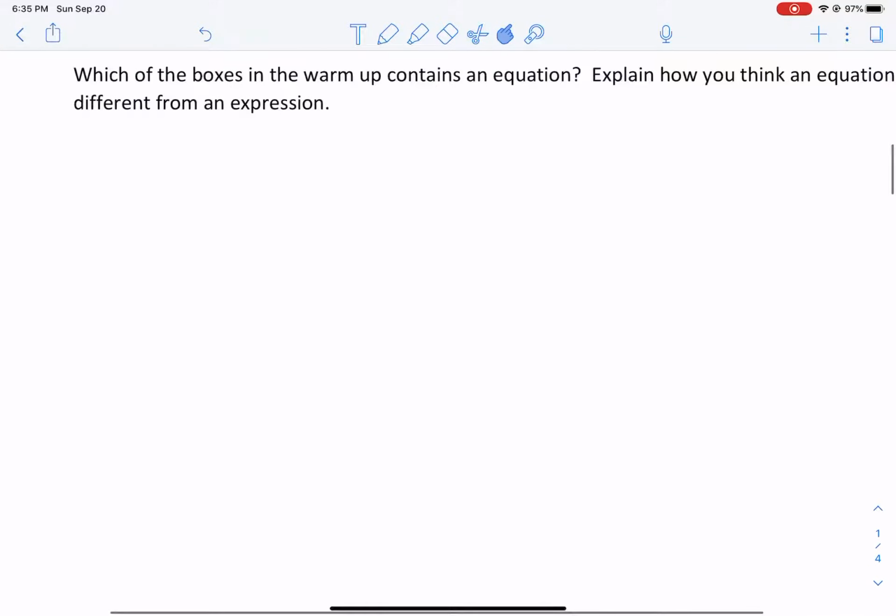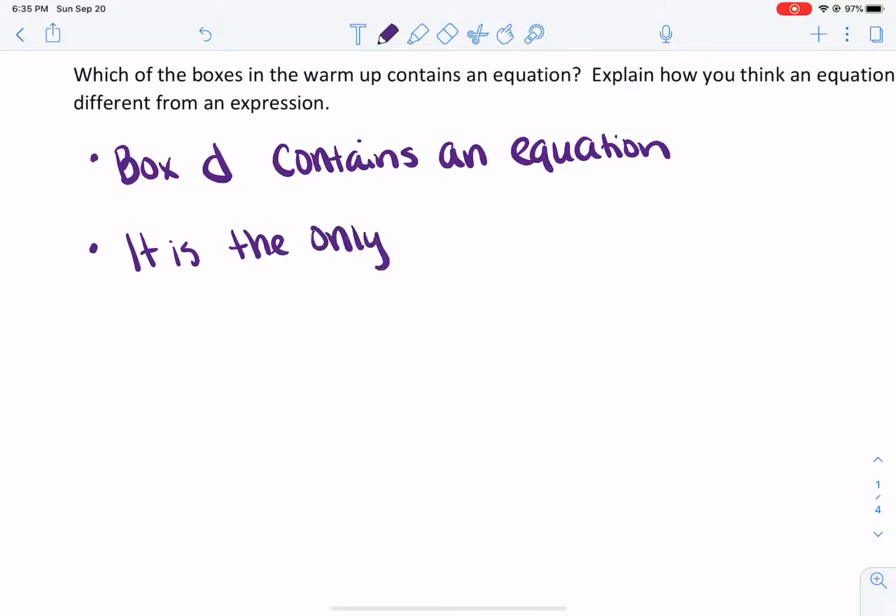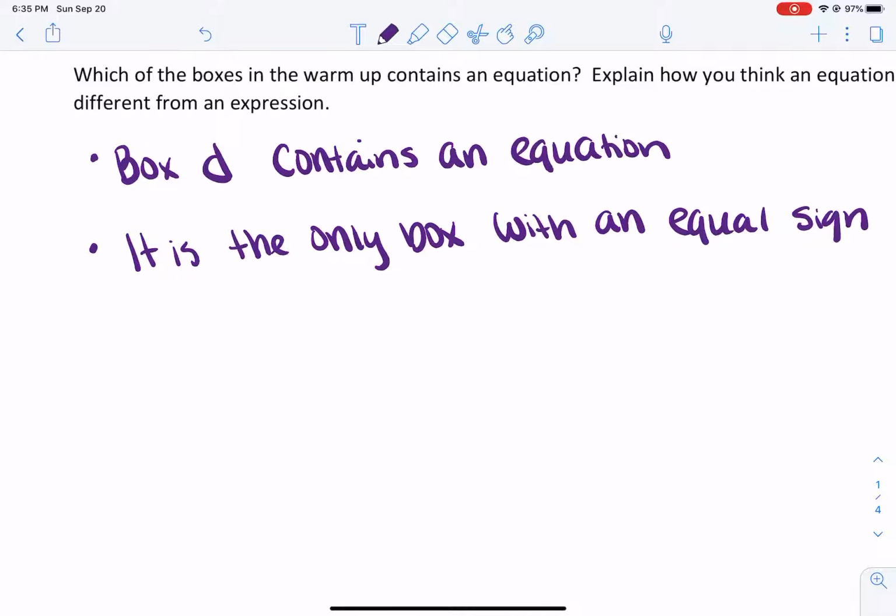If you look, box D contains an equation, but why? It is because it is the only box with an equal sign. Okay, well, let's get to the next page.